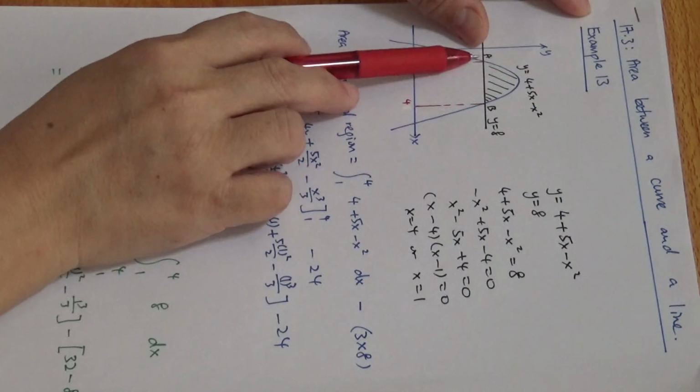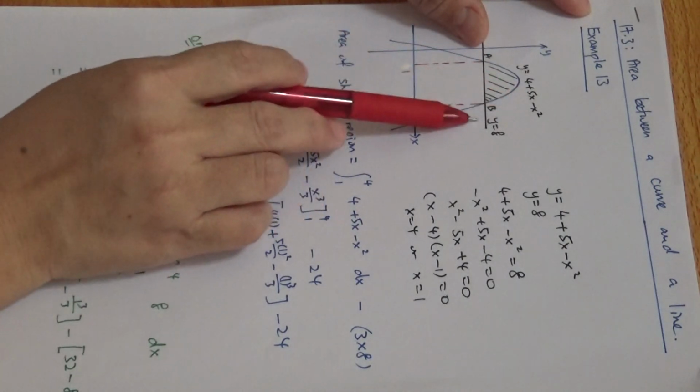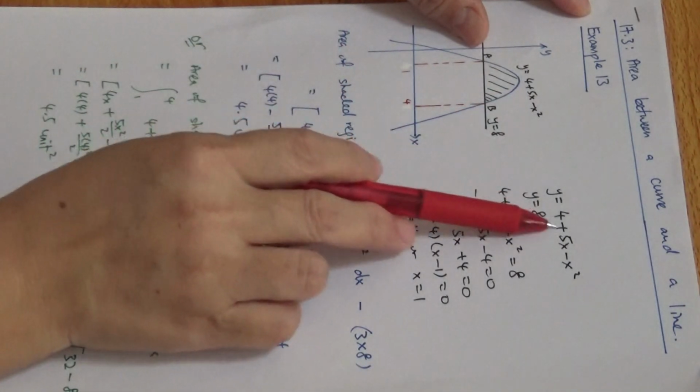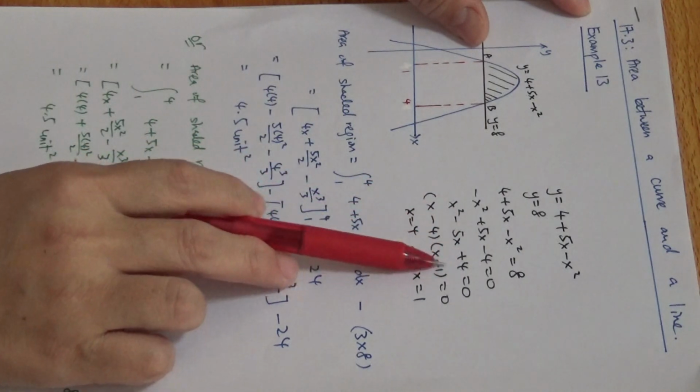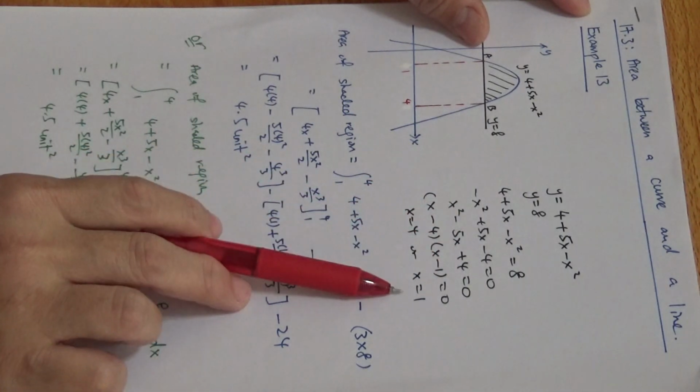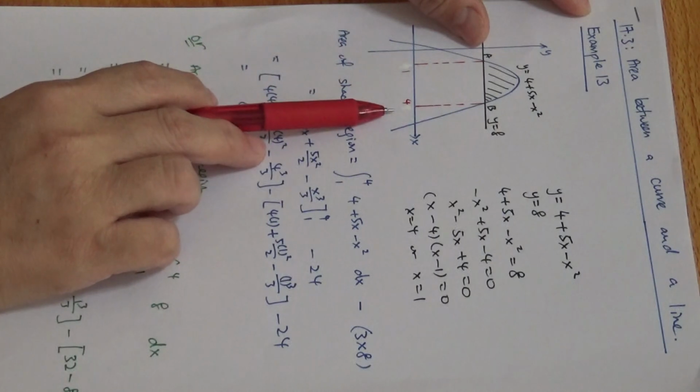In order to find out the coordinates of A and B, I need to solve this and this equation simultaneously. So I equate them both. After I form the quadratic and I solve, I will get 4 and 1. So this is 1 and this is 4.